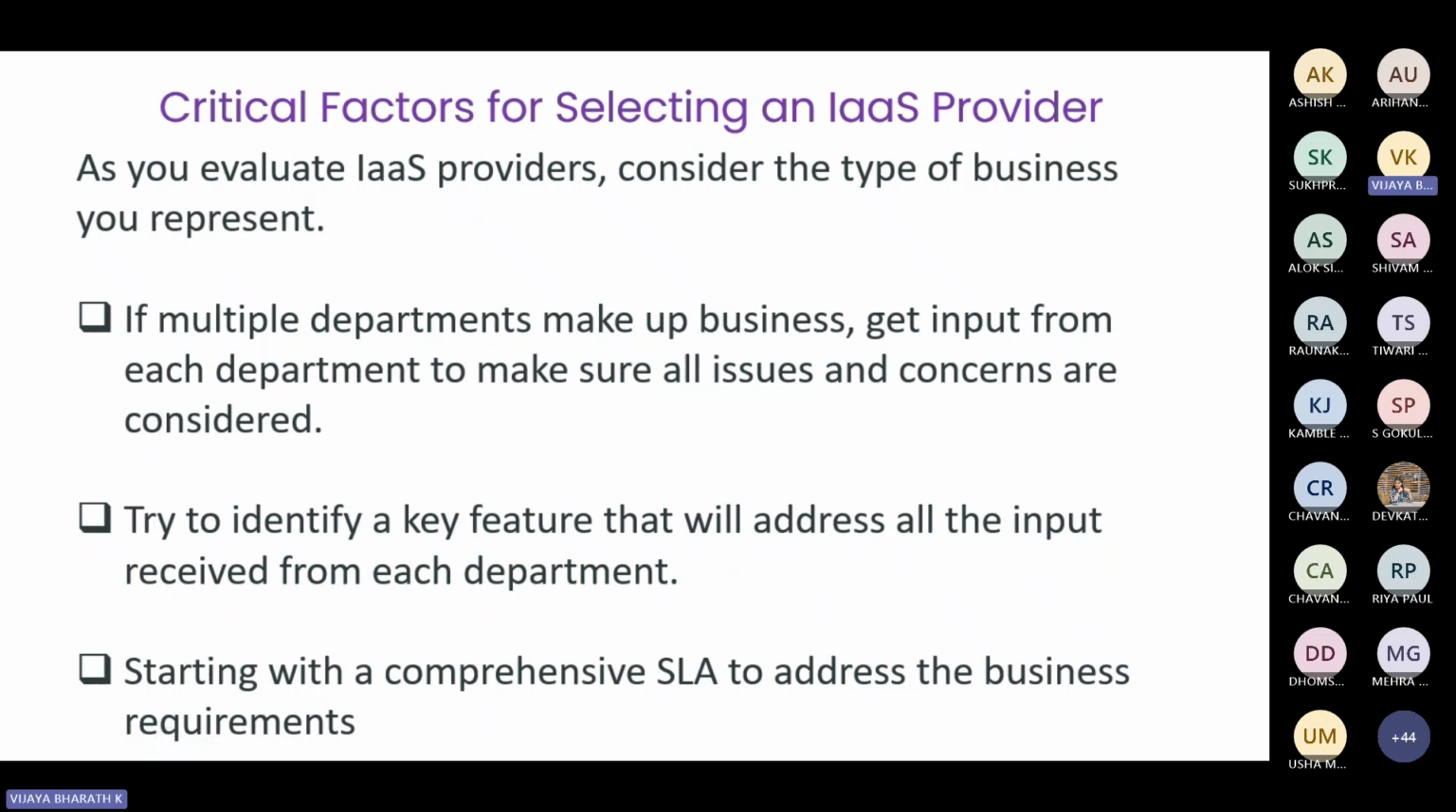These are critical factors for selecting an IaaS provider. As you evaluate an IaaS provider, you need to consider the type of business you represent. If multiple departments make up a business, get input from each department to make sure all issues and concerns are considered. Then try to identify the key features which will address all key inputs received from each department, and start with a comprehensive SLA to address the business requirements.